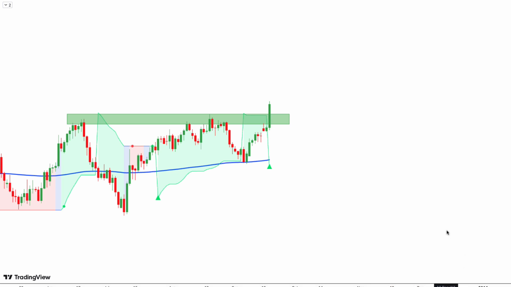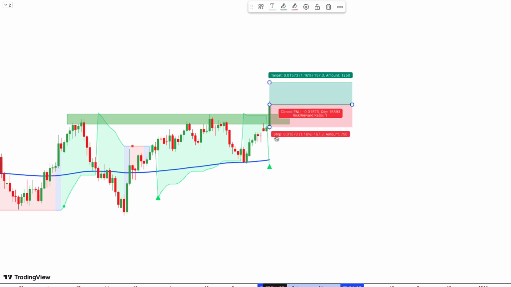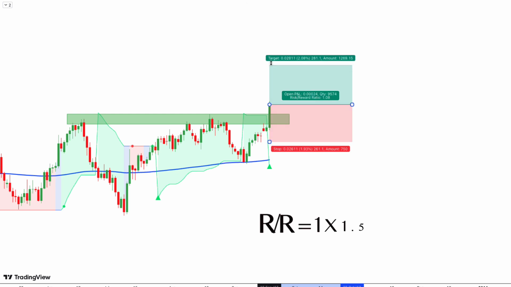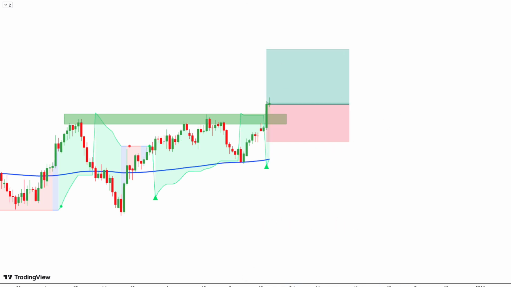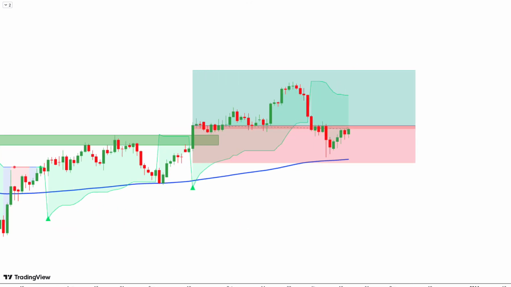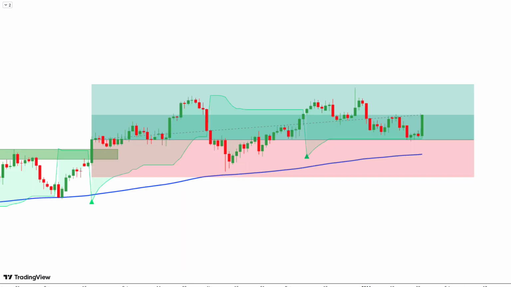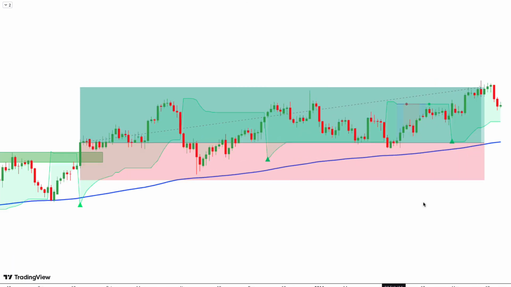As you can see here, the price broke and closed above this resistance level, which means all our entry conditions are met right here. So we're going to enter a long trade here. The stop loss is going to be set somewhere below the resistance level. And for the take profit, we're going to set it at 1:1.5 risk to reward ratio. Letting this trade run and it hits take profit.